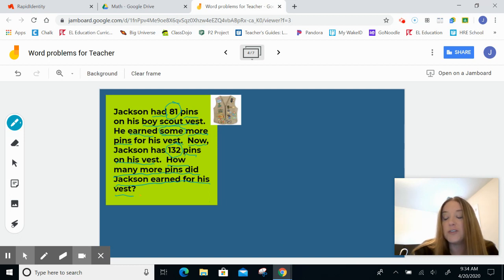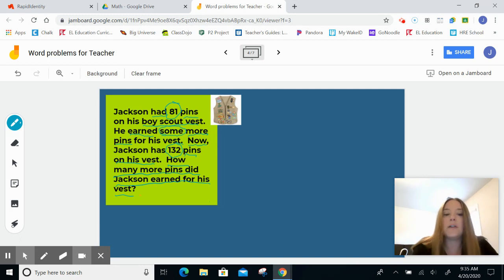Like, I earned some more allowance this week. That means you get more. So that means we're definitely going to add for this word problem. Jackson has 132 pins on his vest. So that means after everything, he's going to have 132 pins there.